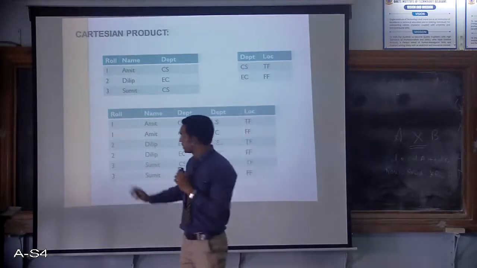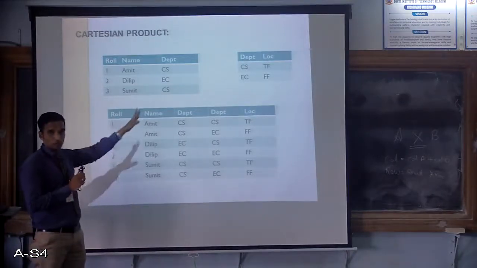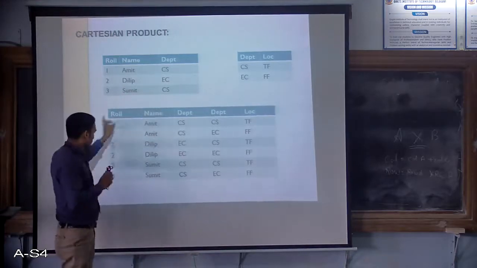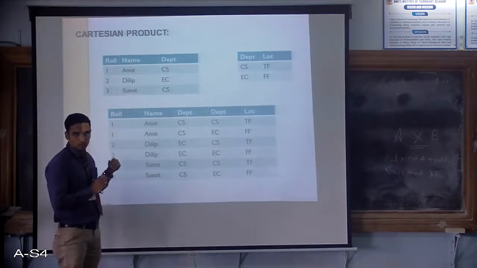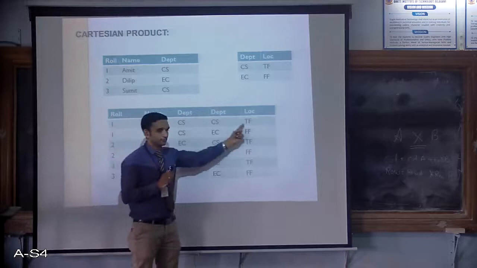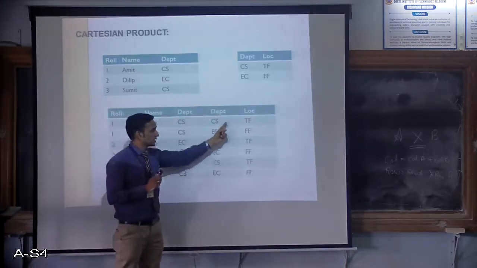Okay. But see what happens in Cartesian product. Is this clear? What I mean by Cartesian product? A cross B. Elements of A are multiplied with elements of B and you get a new table like this. But look at this part. Amit belongs to CS. So what's the location? Third floor. This row will give me a valid answer. He is CS and the department is CS. It belongs to third floor.